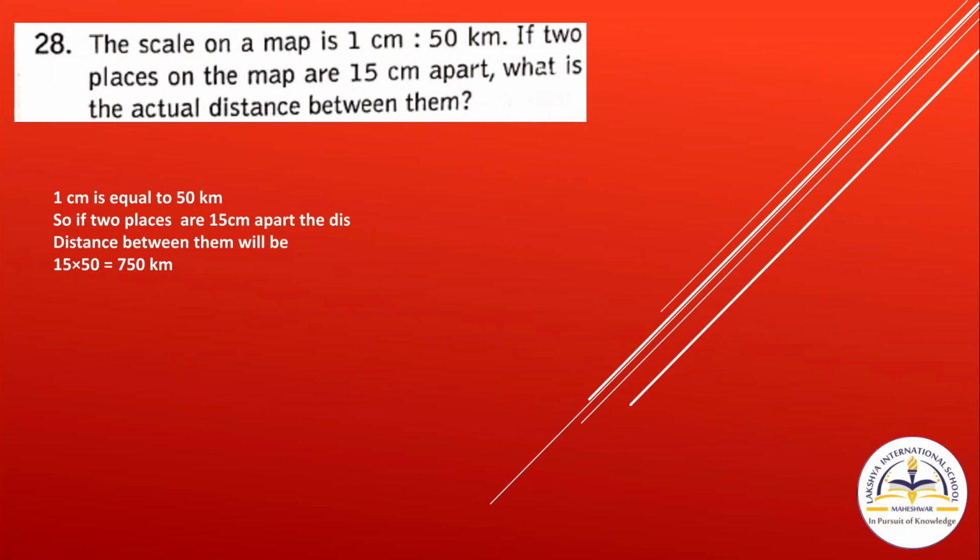Now question number 28. The scale on the map is 1 centimeter is to 50 kilometers. If two places on the map are 15 centimeters apart, what is the actual distance between them? So 1 centimeter equals 50 kilometers. So if two places are 15 centimeters apart, the distance between them will be 15 multiplied by 50, that is 750 kilometers.